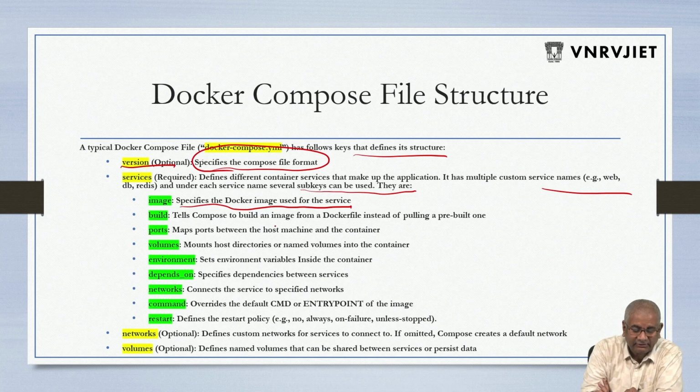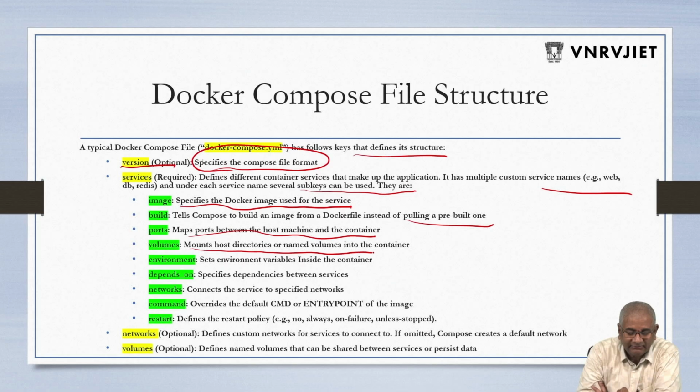Build tells Compose to build the image from the Dockerfile instead of pulling from a pre-built one. I mean, we'll see how it will look. Ports map ports between the host machine and the container. So whatever we give at the command line, it is actually providing the same thing.